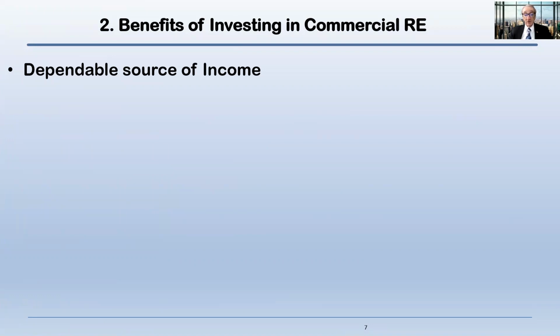First, it's a dependable source of income. Why is it a dependable source of income? Because with proper leverage, leverage meaning limited loans on the property, in the long run it can be very dependable income. I have seen people retiring, and the main income coming in their retirement is from real estate.